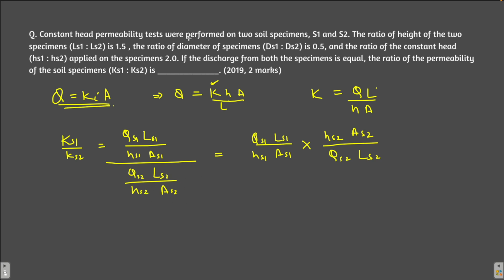A constant head permeability test was performed on two soil specimens S1 and S2. The ratio of the height of the two specimens LS1 and LS2 is 1.5. So we are given as LS1 by LS2 is 1.5.